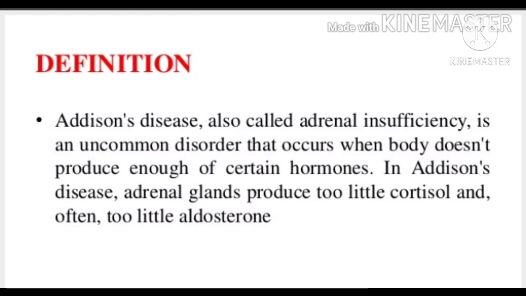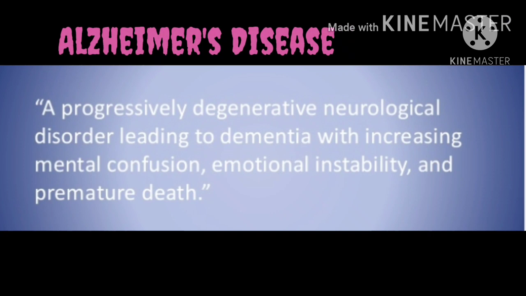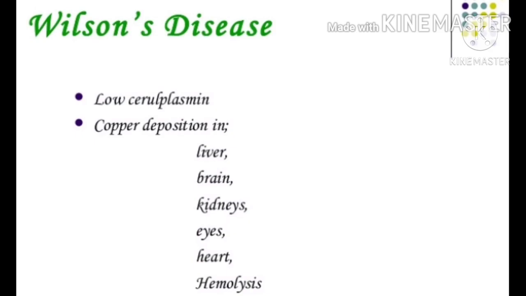Okay, in Addison's disease, the adrenal gland produces too little cortisol and often too little aldosterone. The C option in the question is Alzheimer's disease. It's a progressively degenerative neurological disorder leading to dementia, memory-related problems, with increasing mental confusion, emotional instability, and premature death. It's a common disease. Okay, very familiar disease.